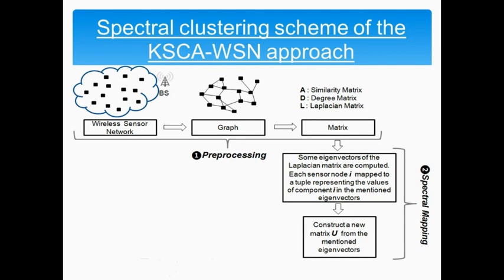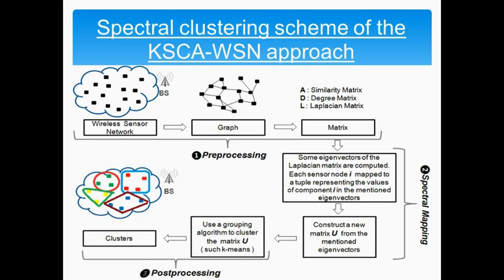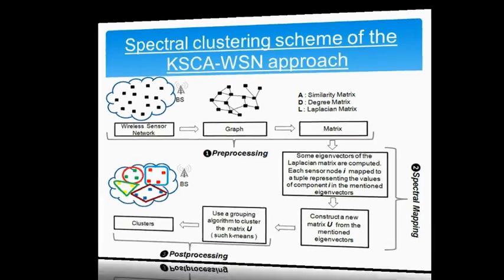The next step is to construct a new matrix U from these eigenvectors, and in the third stage, post-processing, we use this matrix U and cluster it using a grouping algorithm such as k-means, and finally we get the clusters. That is, the four clusters in this diagram are what we get from the initial wireless sensor network domain.